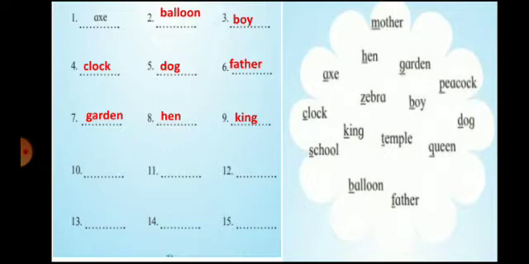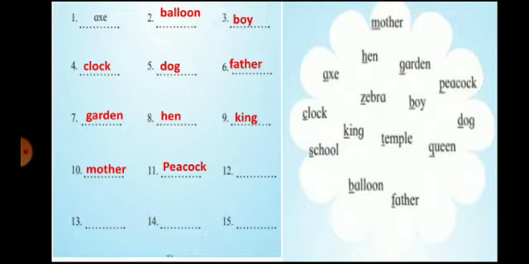Now after K comes L. There is no word with L. Then comes M. Yes, there is a word with M, that is mother. So we will write the word mother. Then comes N, no word with N, then no word with O. Then there is a word with P. Can you see here? Peacock. So we will write the word peacock.